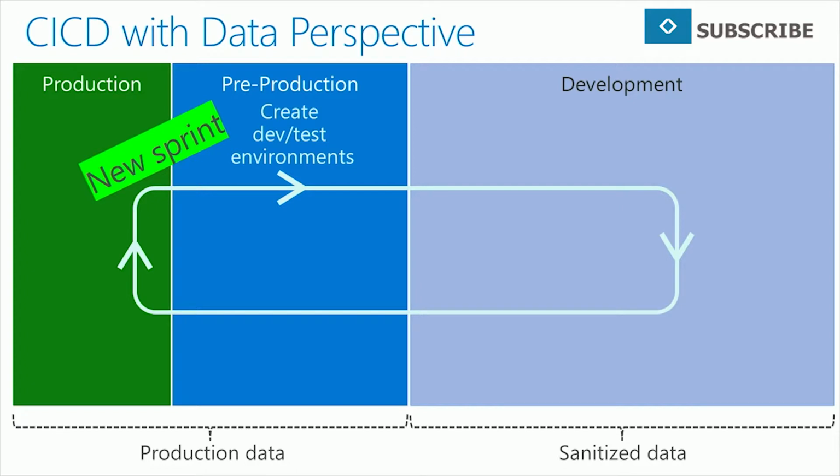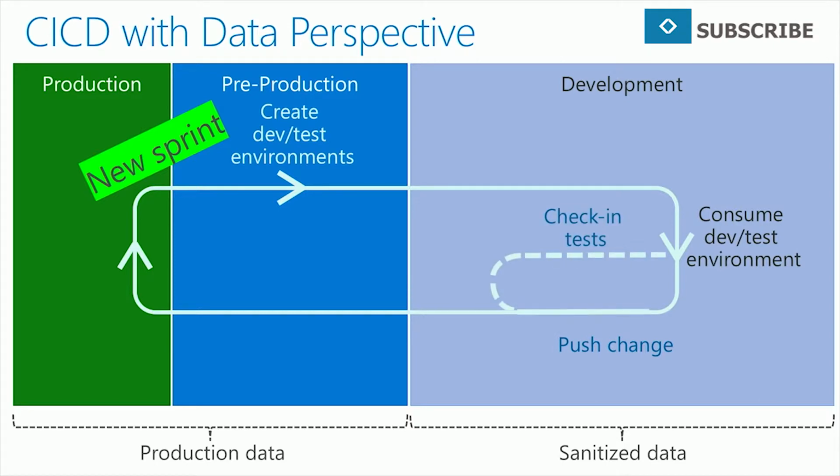So whenever a new sprint starts, let's say it's 3 weeks or a month, then in the pre-production, we create dev and test environments. That is consumed by developers in the dev and test environment, and they push the change. And then whenever there is a change in the code, there is a check-in test, which is a unit test or any test that is necessary. So this part is called the CI. And it repeats during the sprint, and it can happen multiple times a day even.